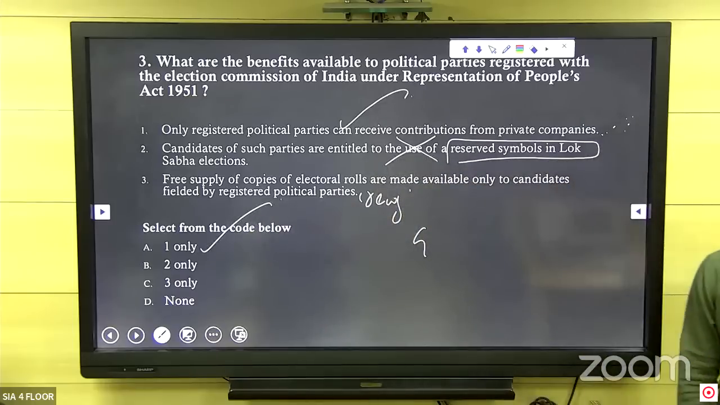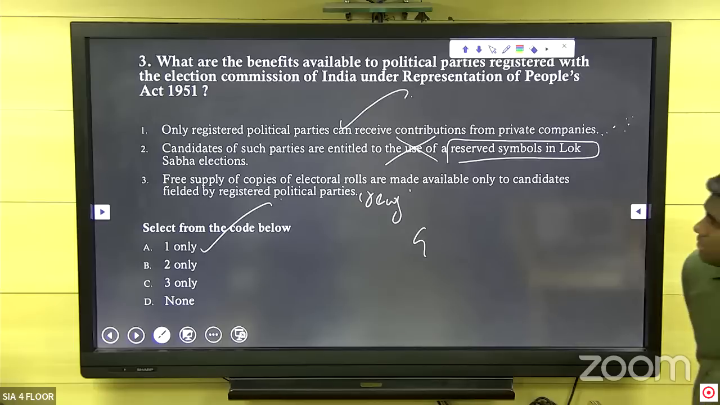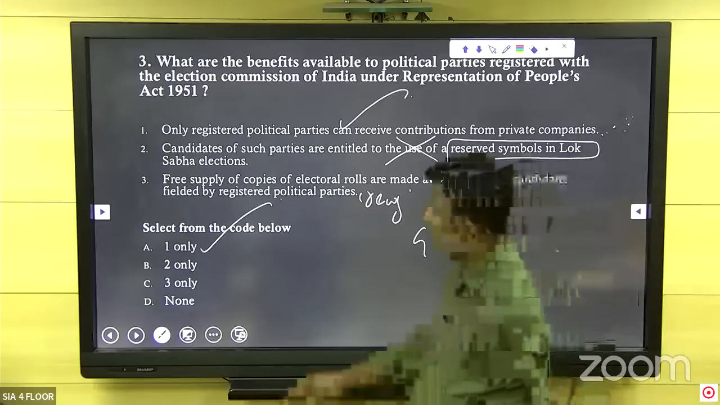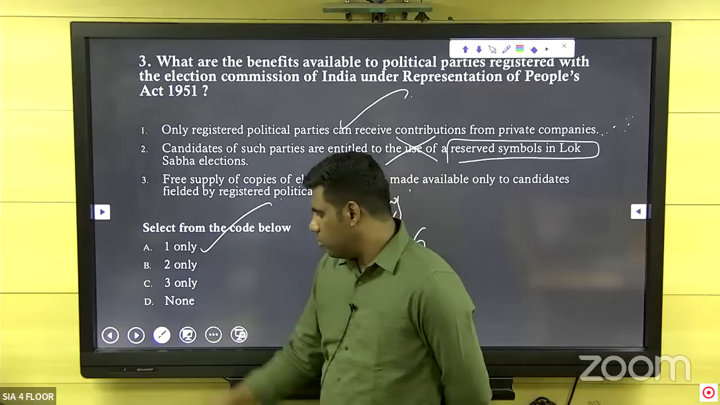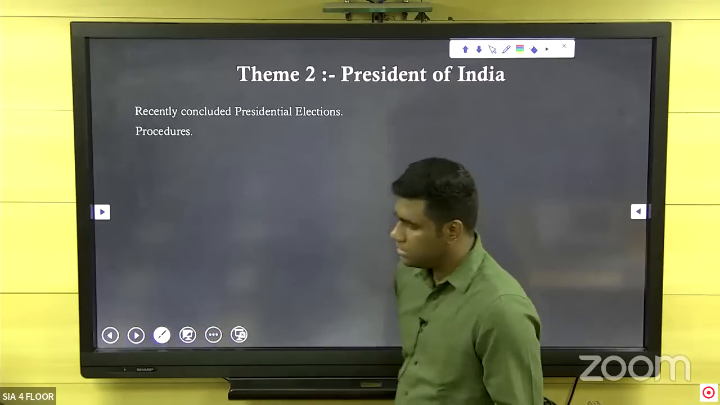Okay. So from the election part, we have three questions, and these are the answers. All right. So we'll move on to the next area. The next theme is regarding presidential elections.